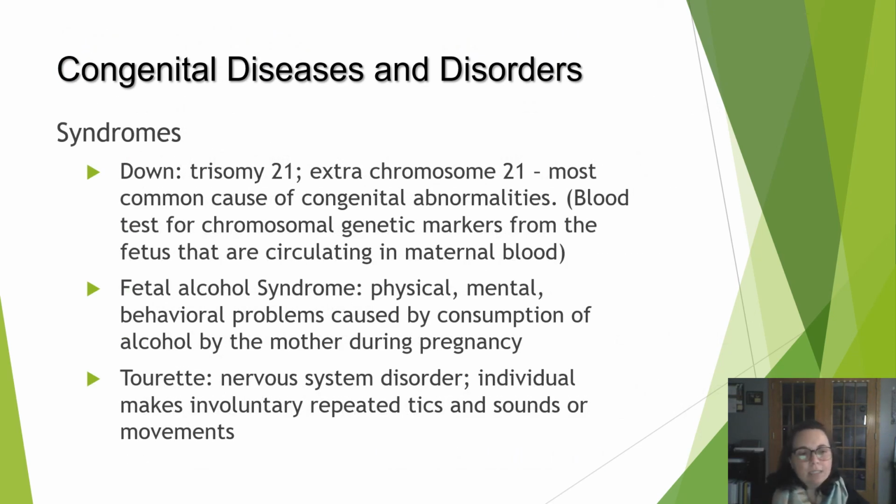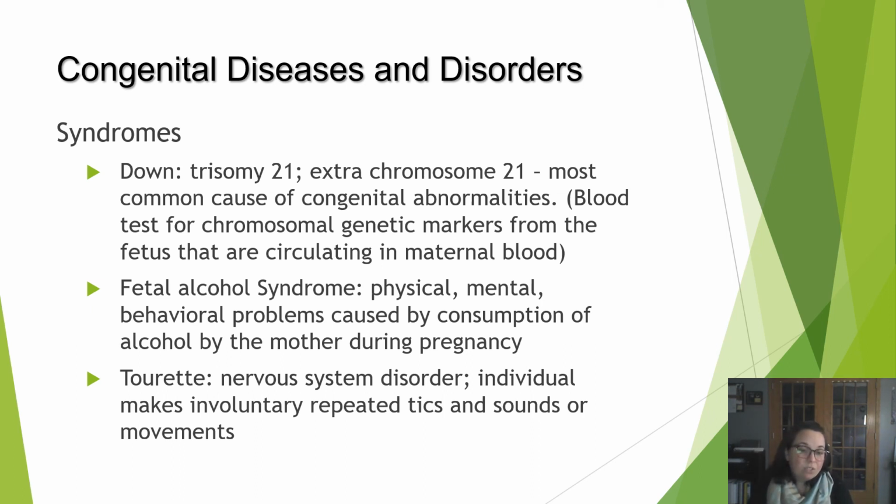Okay, our last topic on congenital diseases and disorders is going to be syndromes. Down syndrome, also known as trisomy 21, is where the patient has received an extra chromosome 21. Chromosomes should come in pairs only, but with trisomy 21, there's three. This is one of the most common causes of congenital abnormalities. Blood tests for the chromosomal genetic markers for the fetus can be tested if they are circulating in the maternal blood at the time of pregnancy.